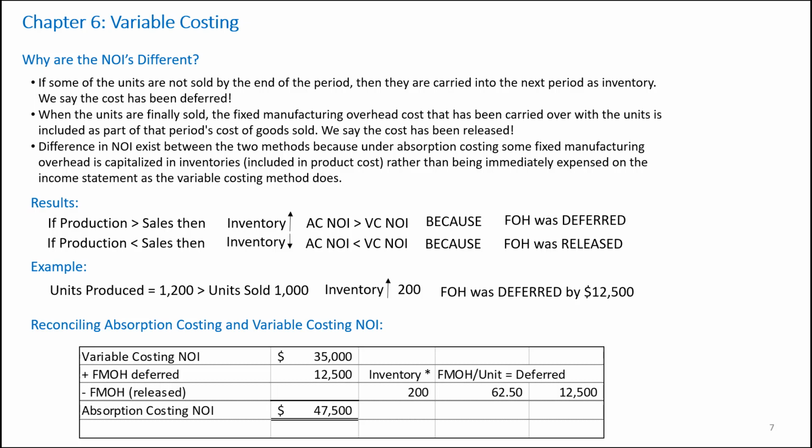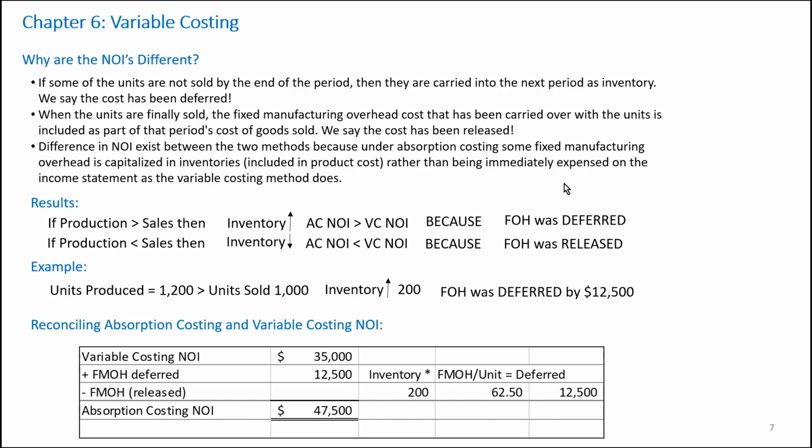Most companies will see inventory levels change over time. Producing more goods than what is sold will cause inventory balances to increase. Selling more goods than are produced during the period will cause inventory balances to decrease.